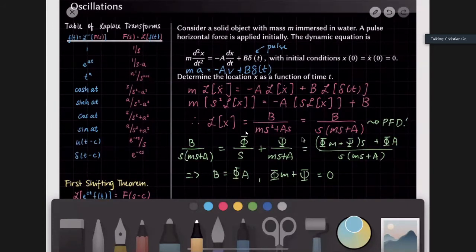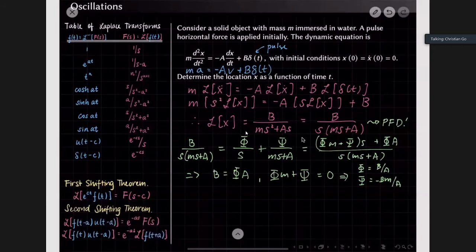So what are your two coefficients? Well, very nice, just isolate. Phi is equal to b over a, and c is equal to negative bm over a. And just replace. So I can go back now to my original differential equation solution. X is the inverse Laplace transform of b over s times ms plus a, which we've already done the partial fraction decomposition of. B over a times 1 over s minus bm over a times 1 over ms plus a.